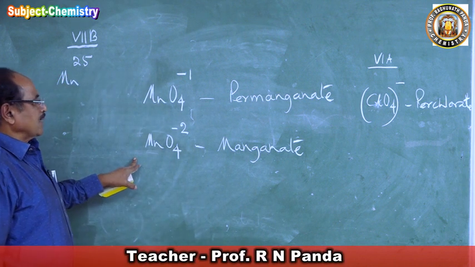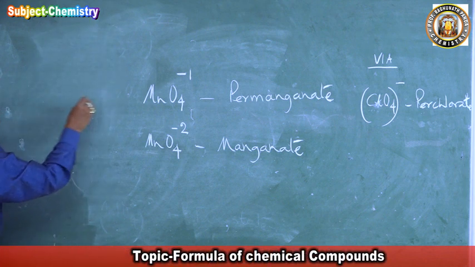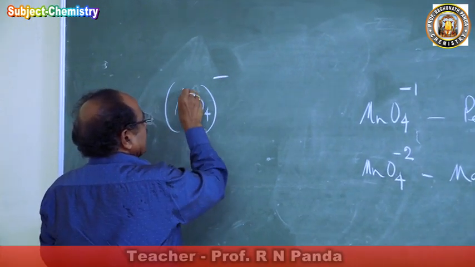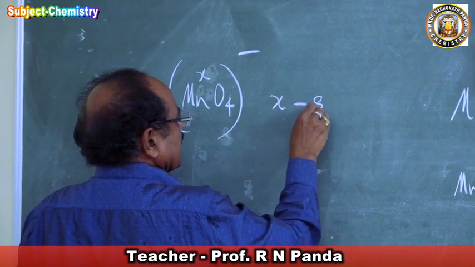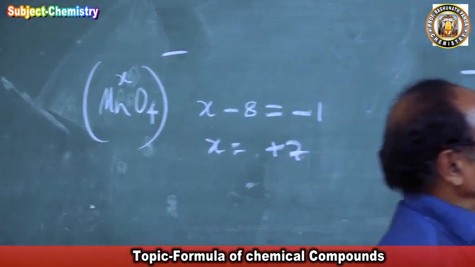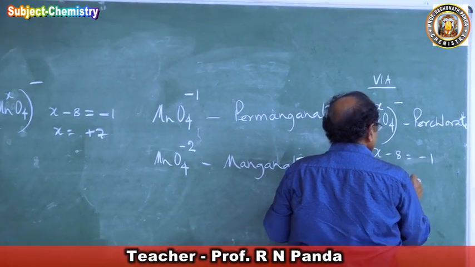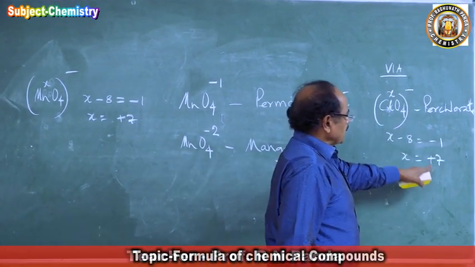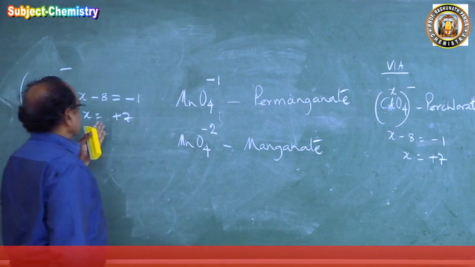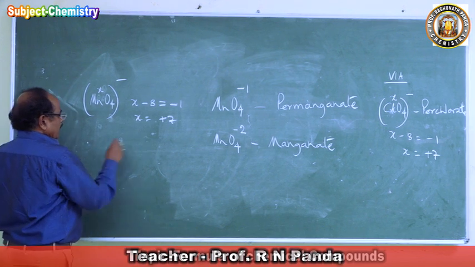Manganate is a lower valence state of manganese. Permanganate is a higher valence state of manganese. If you take MnO4 -1, you take manganese as X. So X minus 8 is equal to -1. So X is +7. If you go to chlorine, here also X minus 8 is equal to -1. X is +7. So chlorine is using its +7 oxidation state in perchlorate. Manganese is using its +7 oxidation state in permanganate.